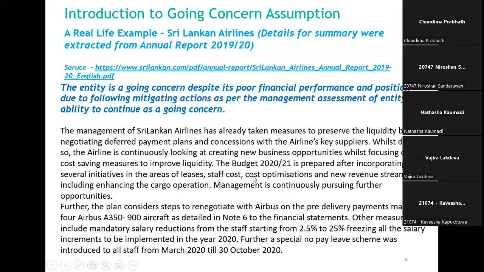Now what it says, the management of Sri Lankan Airlines has already taken measures to preserve liquidity by negotiating deferred payment plans and concessions with the airline's key suppliers. Whilst doing so, the airline is continuously looking at creating new business opportunities, whilst focusing on cost saving measures to improve liquidity. So, they are focusing on deferred payments to the key suppliers, then looking at new business opportunities, and then cost saving measures. One is to ensure the working capital by deferred payment, and then to increase the top line and then reduce the expenses.